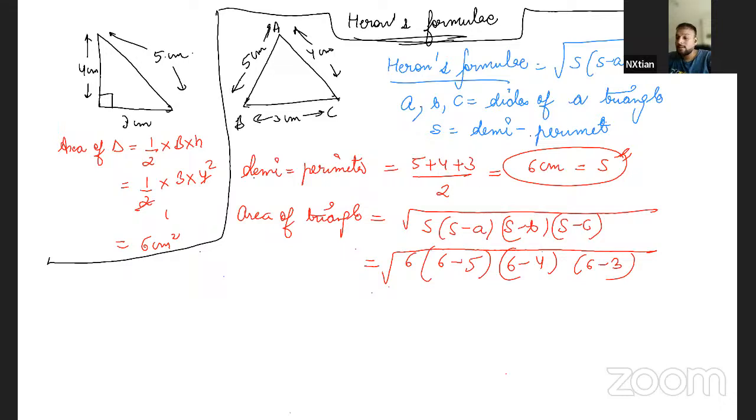Any problem? Yes, a, b, c. So a is 5, b is 4, is it like that? a, b, c are the sides. This is a side, this is b side, this is c side. It's not compulsory that you have to take a as 5 only. You can take a as 3 also, any value you can take, but it should be from the sides of a triangle.